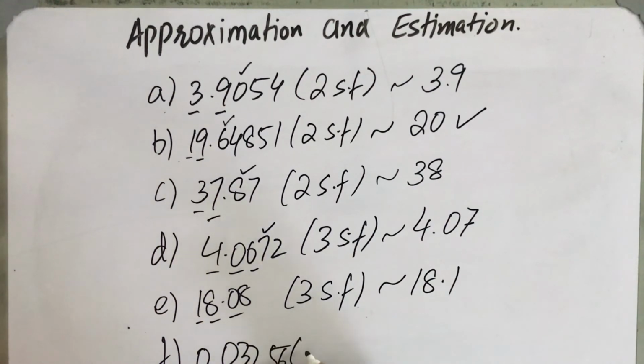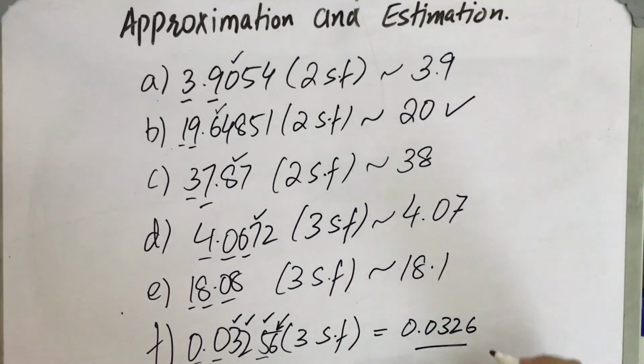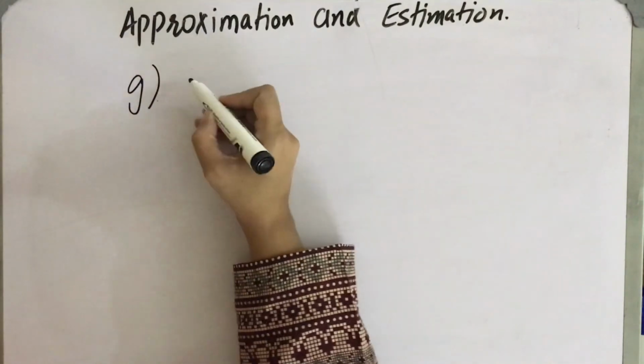0.03256 correct to 3 significant figures will give us, these 2 zeros will not be counted. Our first significant figure is 3, then 2, then 5. These are the 3 figures. We shall select this 6. This 6 is more than 5, so it will give 1 to 5, and this is the part of the answer 0.0, but the final answer will be 0.0326. This is the final answer. It now has 3 significant figures. These starting zeros are not significant, so the total number of significant figures in the answer is 3, 2 and 6. A few more parts.